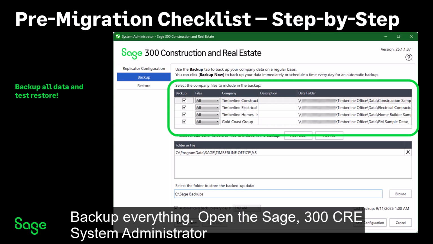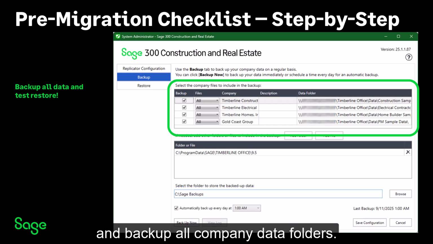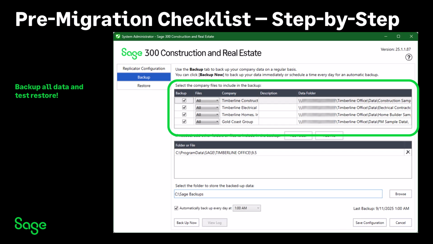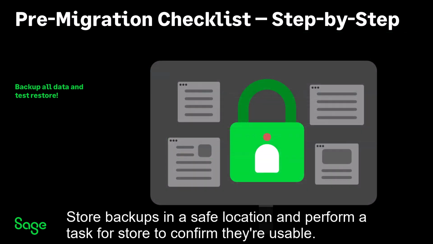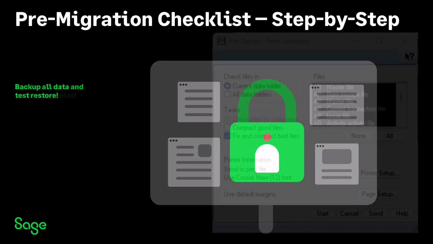Backup everything. Open the Sage 300 CRE System Administrator and backup all company data folders in the 9.5 folder, usually found at C:\ProgramData\Sage\Timberline Office\9.5. Store backups in a safe location and perform a test restore to confirm they're usable.